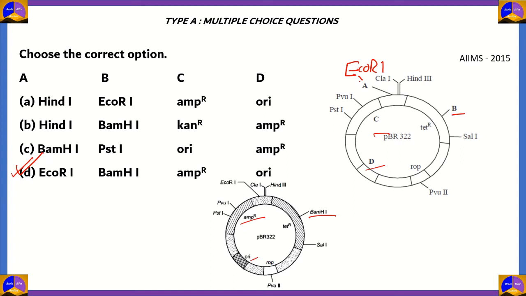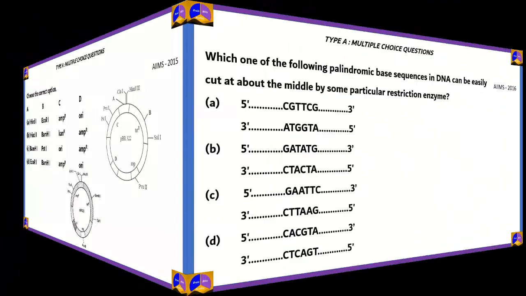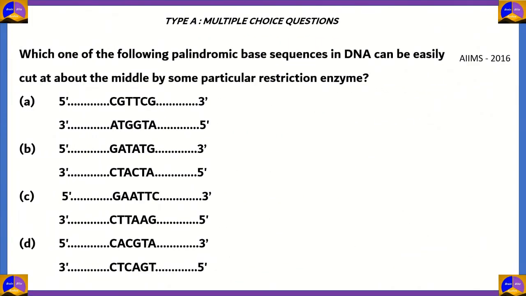So just by finding EcoRI, we found the correct option for filling up the variables in a plasmid vector, that is pBR322. So option D here is the correct option. Next question: which one of the following palindromic base sequences in DNA can be easily cut at about the middle by some particular restriction enzyme? So we need to find out which of these options are palindromic.